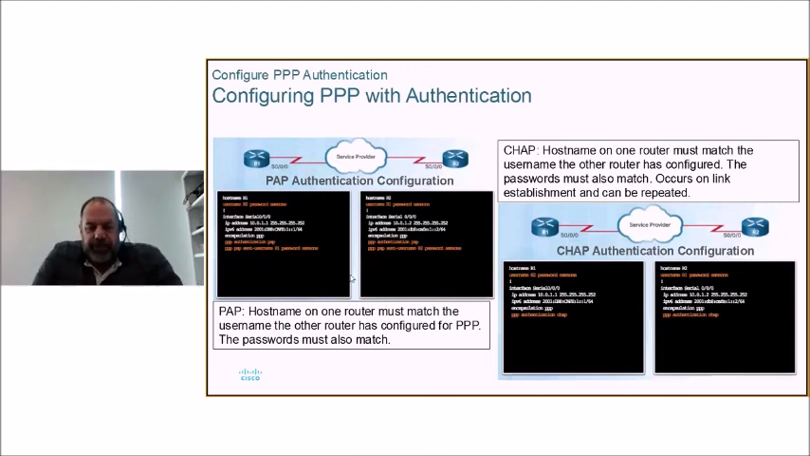Now with CHAP, you need to create the corresponding usernames. So on R2, you need to create one for R1, and on R1, you need to create one for R2. But PPP authentication CHAP is normally all you need to do. Now, the CHAP host name on the other router must match the username the other router has configured. The password must also match. It occurs on link establishment and can be repeated.